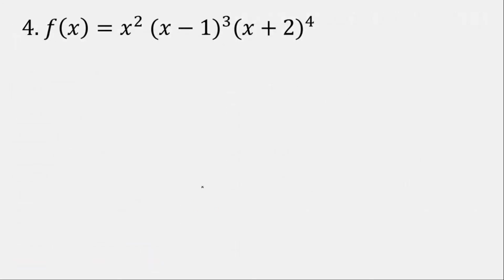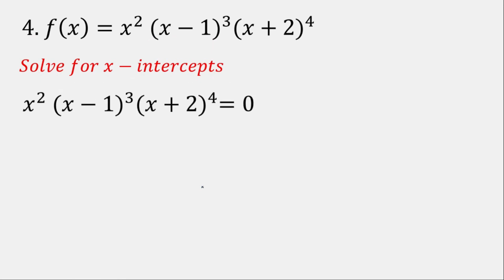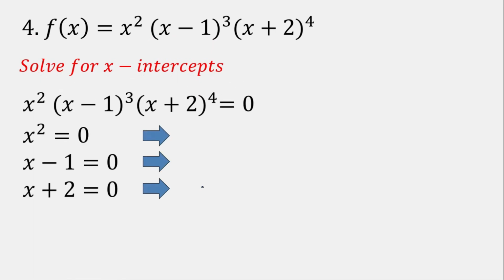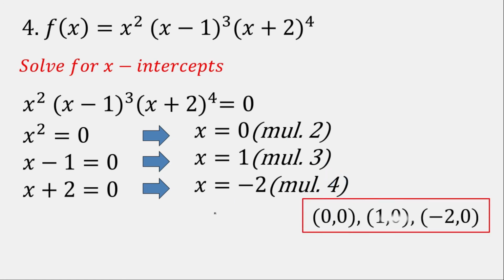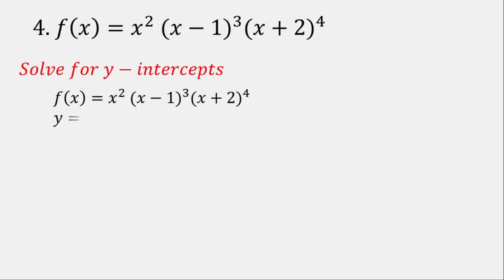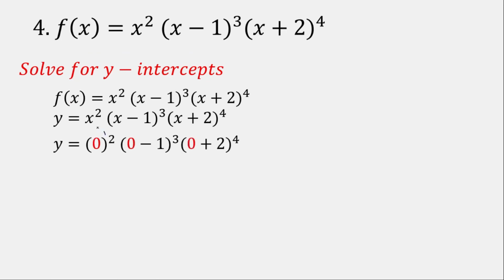Okay, let's go for our last example. The value of x here is 0, with a multiplicity of 2 because it's squared, positive 1 with a multiplicity of 3, and this has a multiplicity of 4. Let's do it. It gives us (0, 0), (1, 0), and (-2, 0). For the y-intercept, it's easy because this one will create 0. So the value of this doesn't matter anymore. So y is equal to 0.